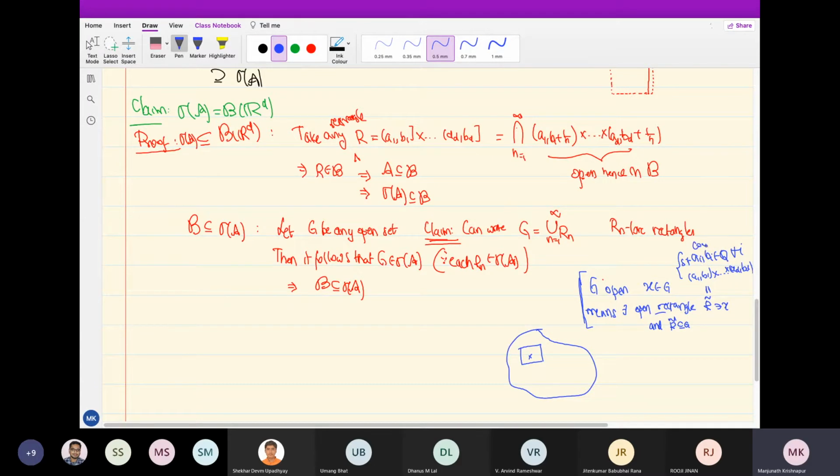So what we are writing is that G is a union of all these R tilde x. This looks uncountable, but it's actually only a countable family of things. Only countably many of these are there. This is actually a countable union.